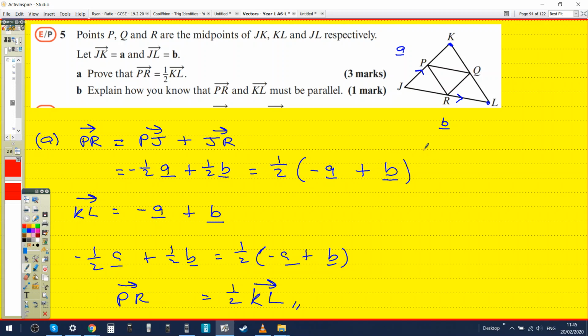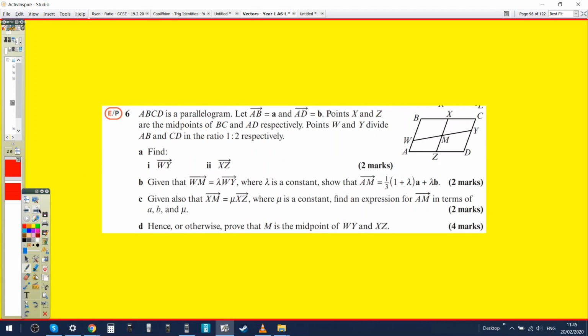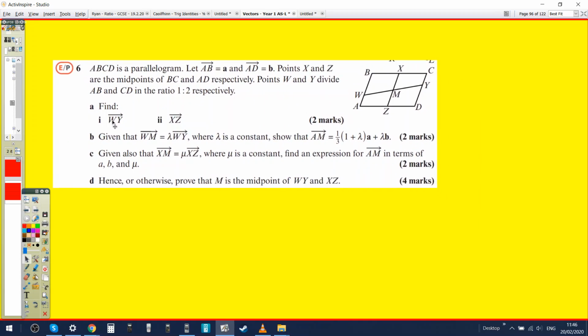No. How about part B? Could you just say something like, because PR is a factor of KL? Let's say maybe because it's just multiplied by a scalar. Yeah. It's just multiplied by a half. Any two vectors where one is a scalar multiple of the other are parallel. Okay, and you're correct with your factor thing. Yeah. So a different way of saying it. Good.